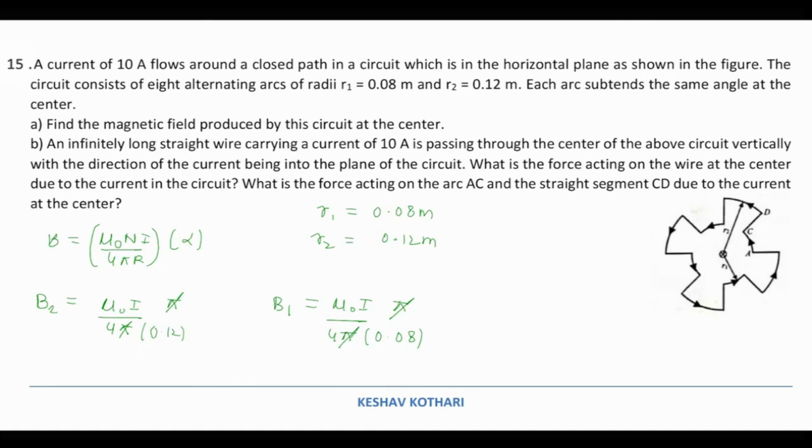Since all of them are producing the magnetic field in such a way that the direction of the magnetic field is directed outside the plane of the screen, that is directed outwards, the two values must be added together to give us the net value of the magnetic field. Hence B net is going to be the sum of B1 plus B2, and it will be directed outside the plane of the screen.